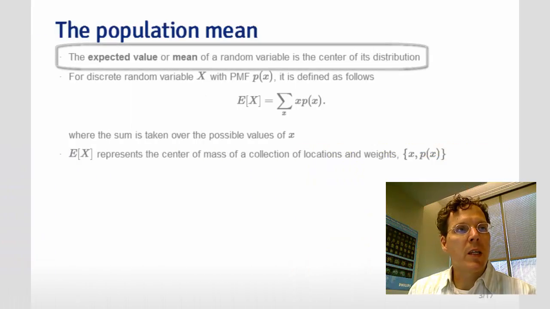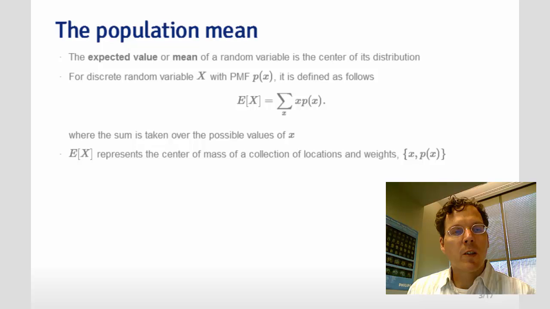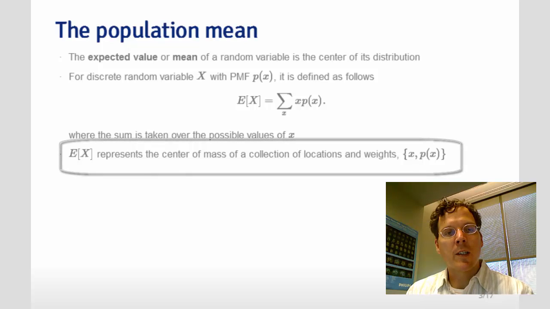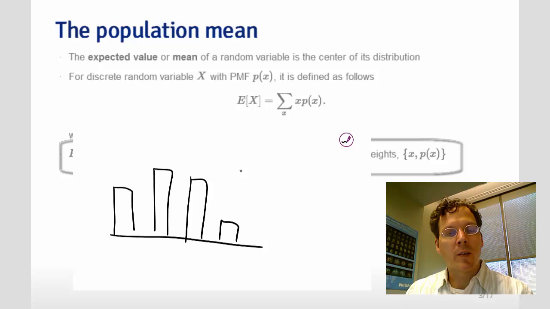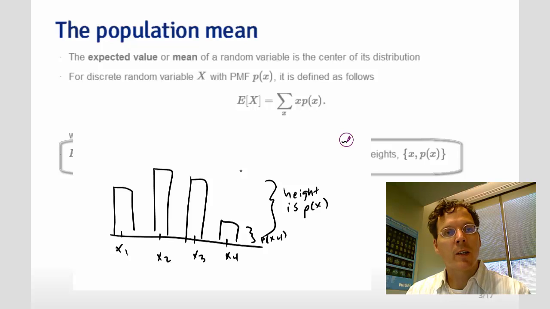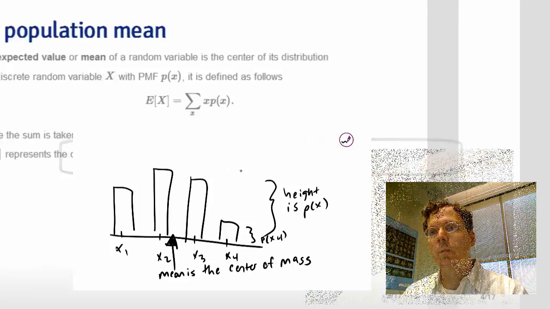The expected value or mean of a random variable is the center of its distribution. For a discrete random variable X with a probability mass function p(x), it's simply the summation of the possible values that X can take times the probability that it takes them. The expected value takes its idea from the physical center of mass. If the probabilities were weights on bars, and the x was the location along an axis that they were at, the expected value would simply be the center of mass. We'll go through some examples of that in a second.